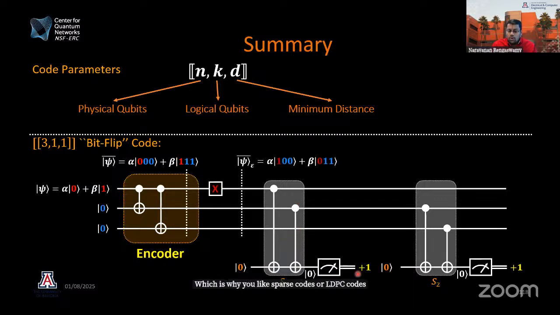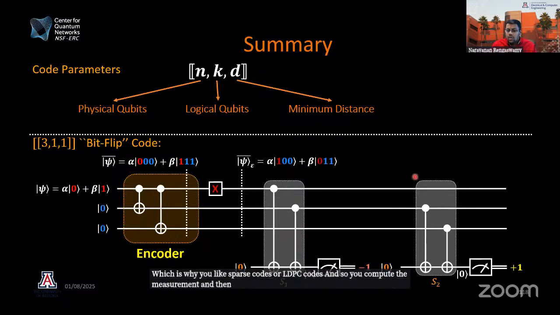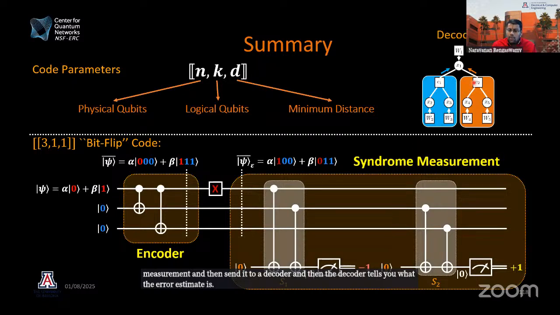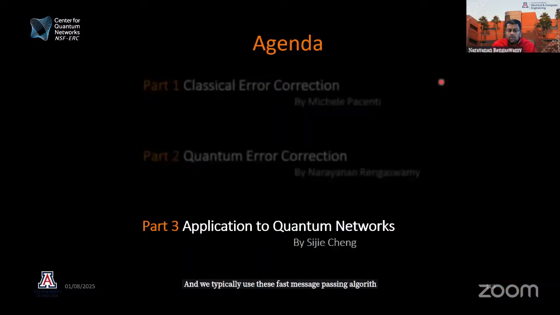And so you compute the measurement and then send it to a decoder, and then the decoder tells you what the error estimate is. And we typically use these fast message passing algorithms on LDPC codes.